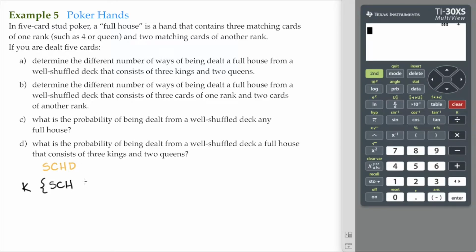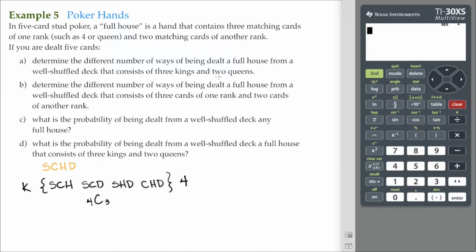Or you can get a king of spades, a king of clubs, and a king of diamonds. A king of spades, a king of hearts, and a king of diamonds. Or you can get a king of clubs, king of hearts, and a king of diamonds. So that's the sample space. This can also be determined as 4 choose 3, and 4 choose 3 is 1, 2, 3, 4, comes out to be 4. So there's 4 different ways that I can be dealt 3 kings.